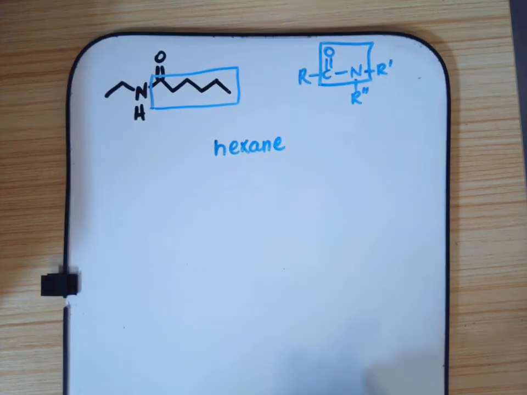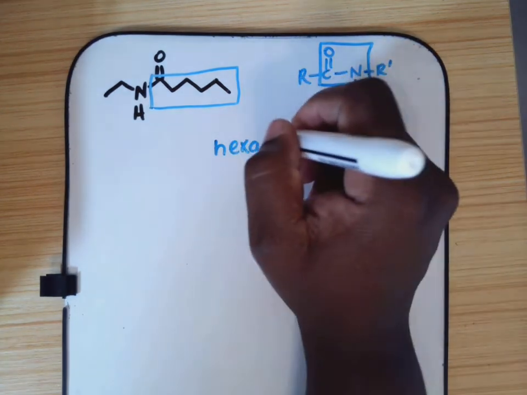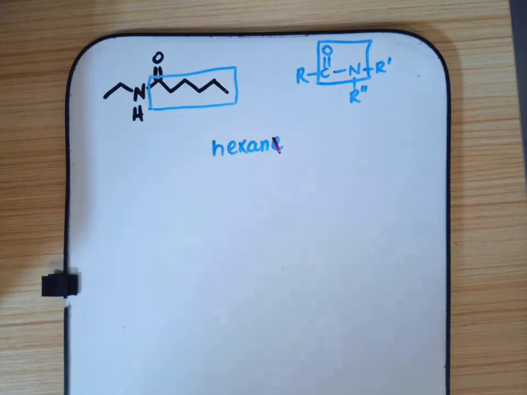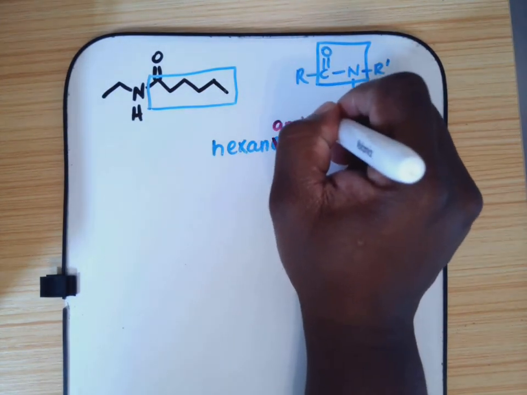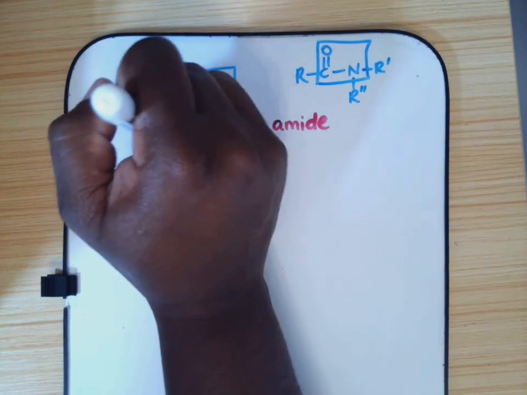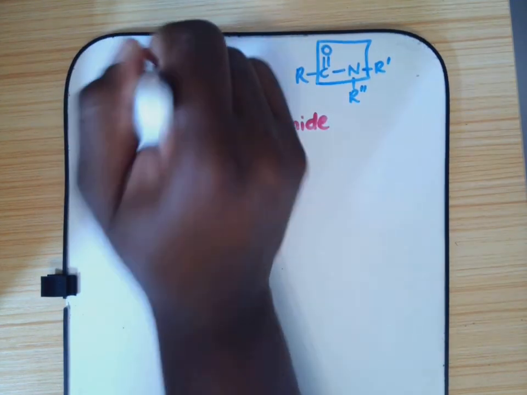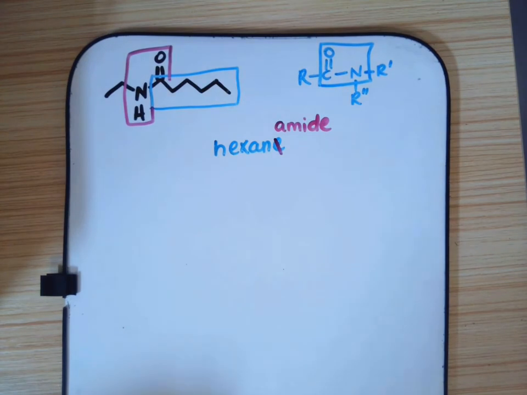However, we have these 6 carbon atoms, but we also have the presence of a functional group. So as you've seen with the other molecules, the ending of the name changes. So we drop the E and we replace it with amide. That accounts for the amide functional group. So instead of hexane, it becomes hexanamide.